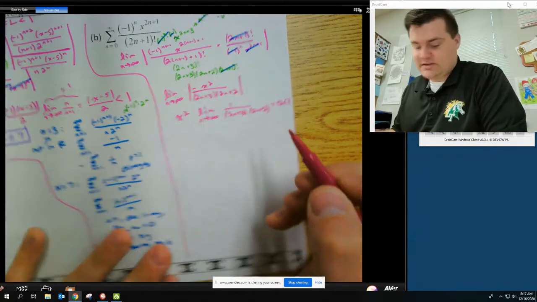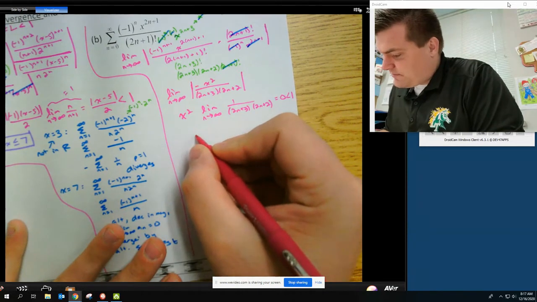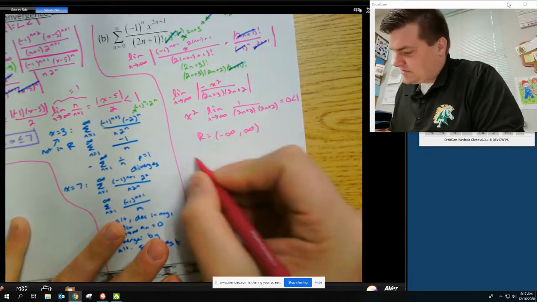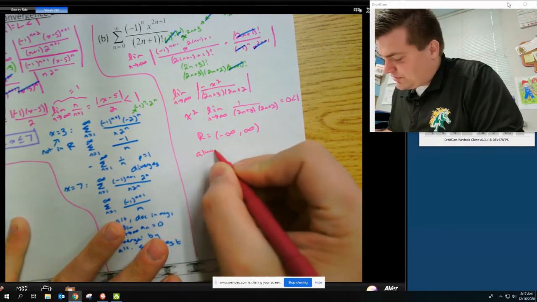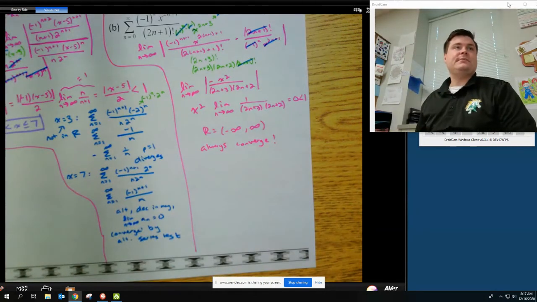So in this case, my radius of convergence is going to be negative infinity to infinity, because this will always converge no matter what x is.